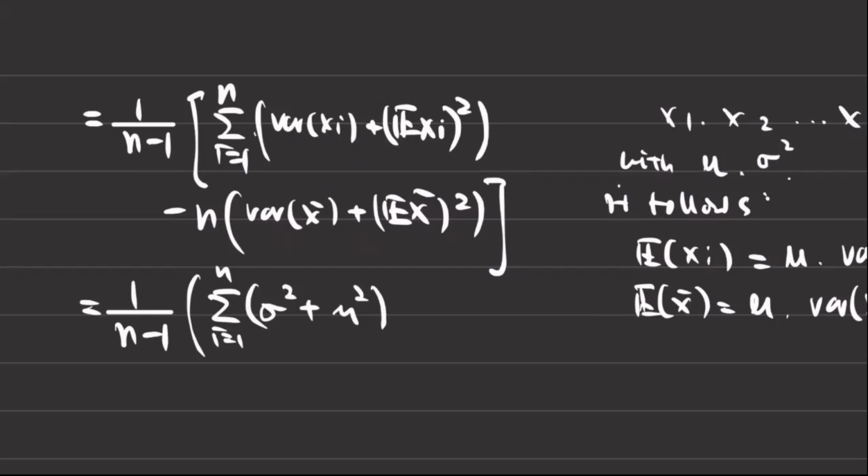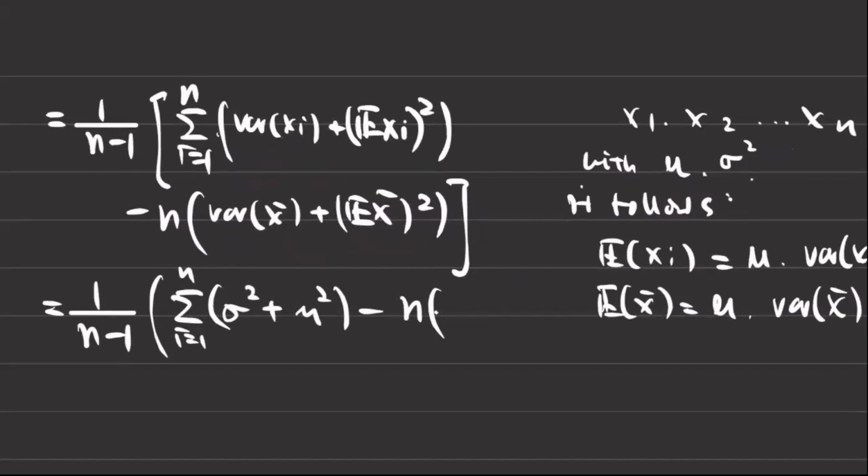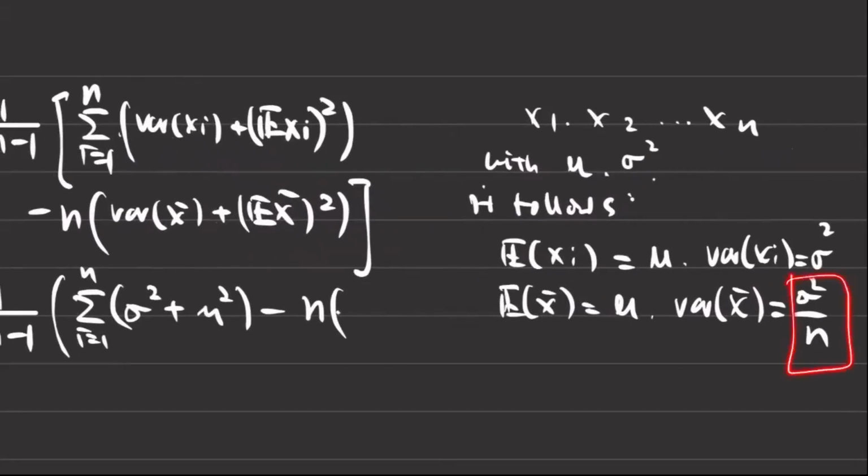And then you also have to subtract n times something, right? So what that means is you subtract n times something. The first thing is variance of x bar. Now notice that, what is that? That's sigma squared over n, right? So here you have sigma squared over n. And then what is the next term? That term is just mu squared.